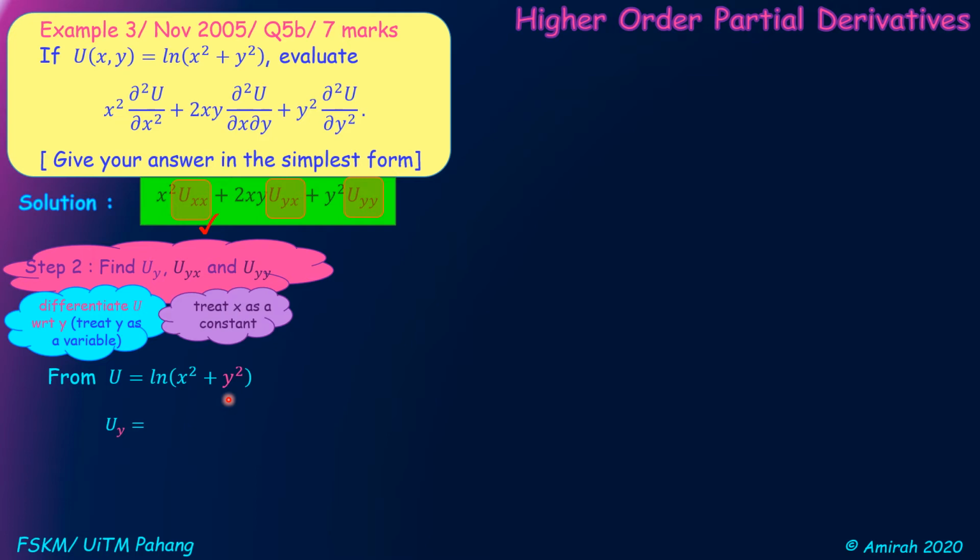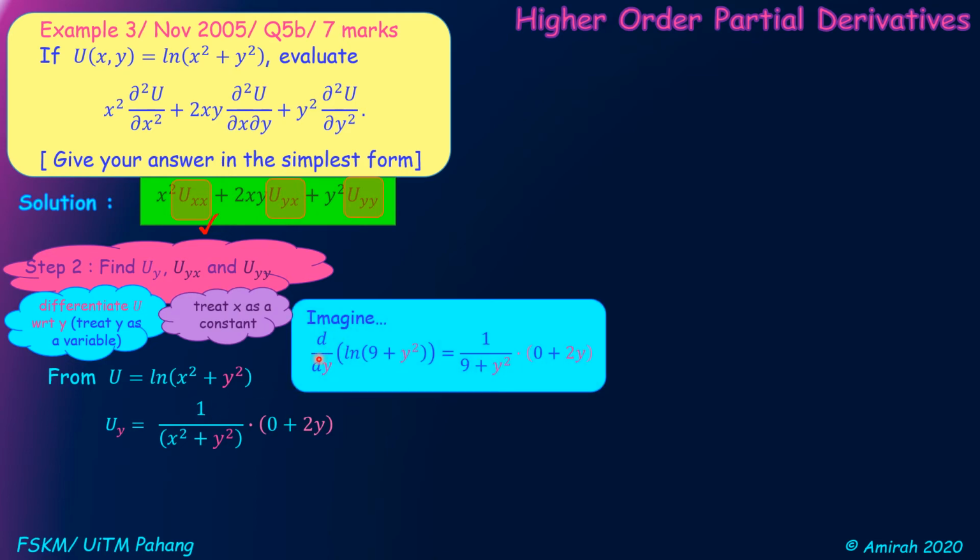Okay, alright, so now we can differentiate u with respect to y. So we have 1 over x squared plus y squared times 0 plus 2y. Alright, how do we get this?